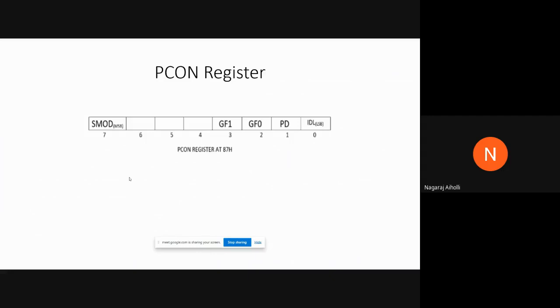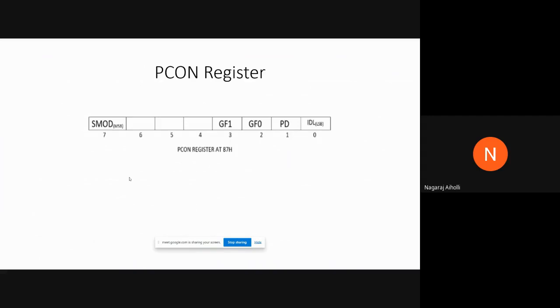GF0 is also a general purpose bit. Then the PD bit is the power down bit. If we make this PD bit equal to 1, then the oscillator will be stopped. Then the last bit is the idle bit, which is the LSB.